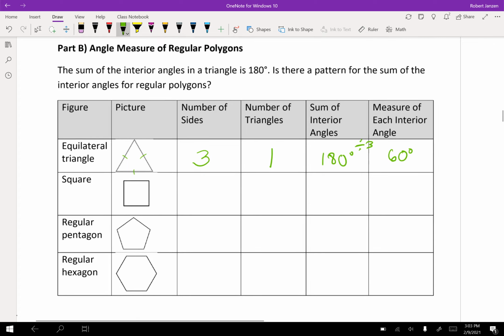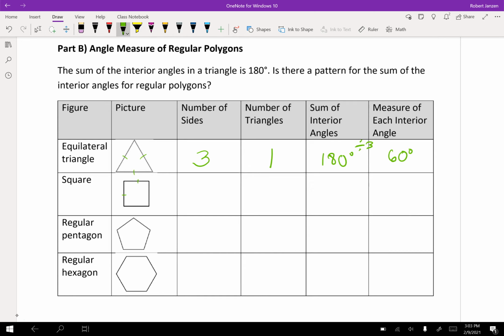Now let's look at the next one. A square. A square has 4 sides that are the same. Number of sides is 4. Number of triangles. Well, what do we mean by that? Well, this means if we divide it in half like that, there are 2 triangles. The reason we just divide it in half is because we want to look at each of these shapes in terms of triangles. That means if there are 2 triangles, it would be 360 degrees. And since there are 4 sides, I'll divide by 4. That means each angle is 90 degrees. And we already know that about a square.